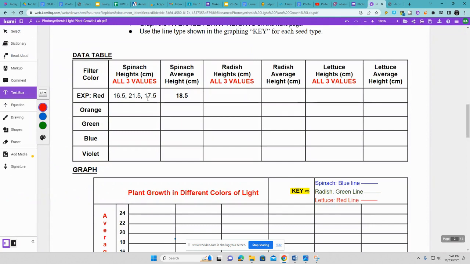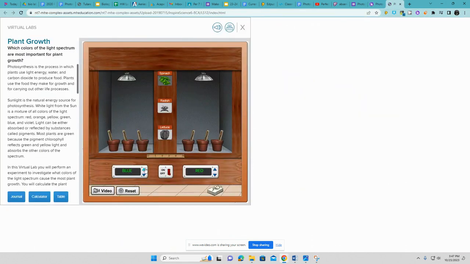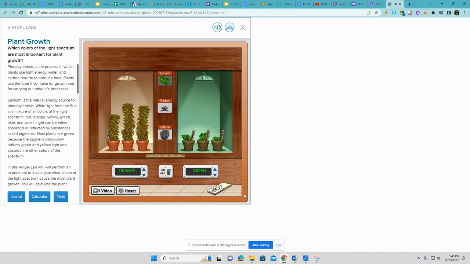And now I'm going to do orange and green. So I'm going to switch this one to orange. There it is. I'm going to put this one on green. There we go. Now I'm ready to go. I turn it on. Boom. I let the plants grow.